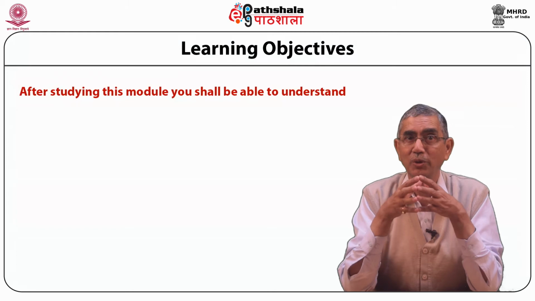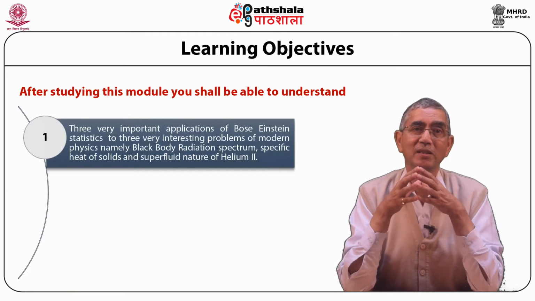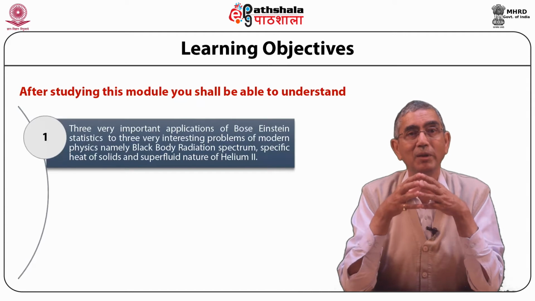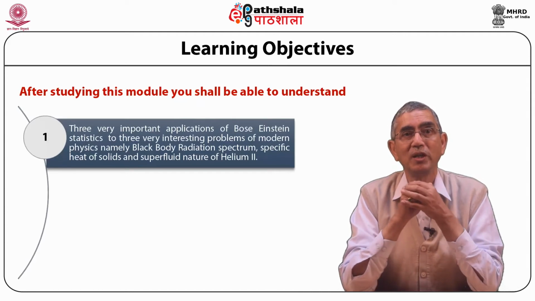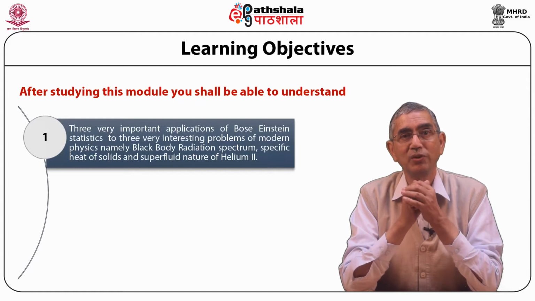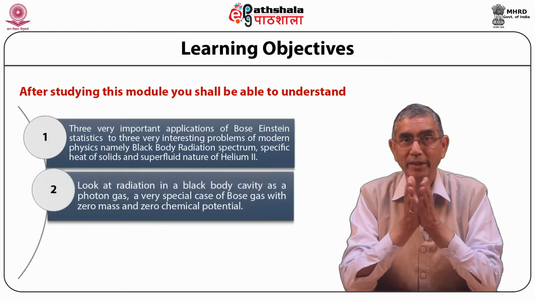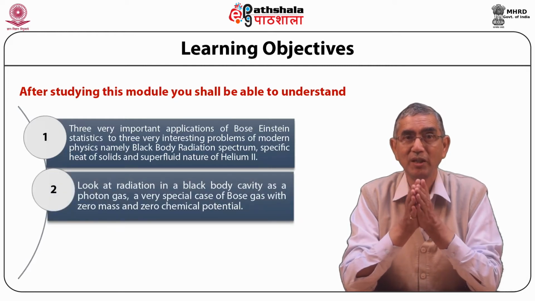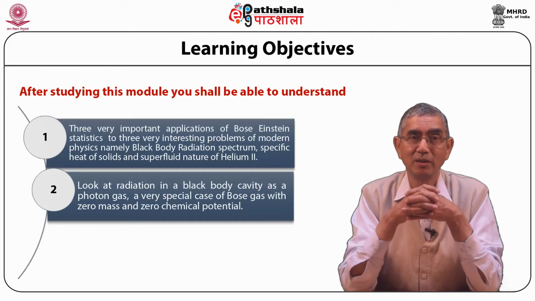After studying this module, you shall be able to understand three very important applications of Bose-Einstein statistics to three very interesting problems of modern physics, namely blackbody radiation spectrum, specific heat of solids, and superfluid nature of helium-2. You will be able to look at radiation in a blackbody cavity as a photon gas, a very special case of Bose gas with zero mass and zero chemical potential.